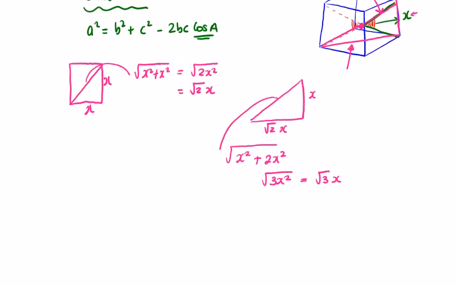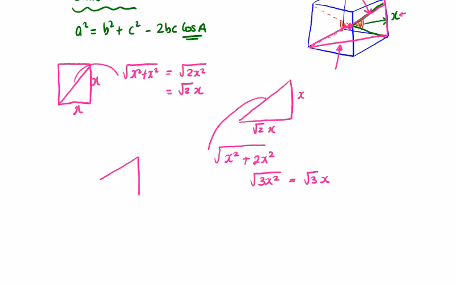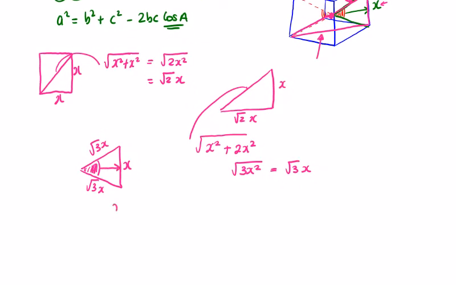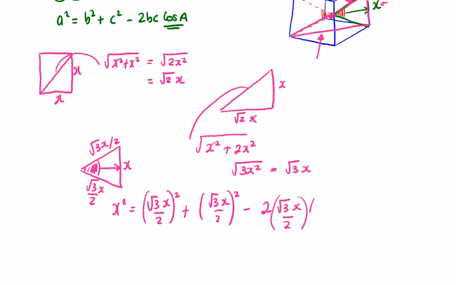So now I have this little diagram here. I have a triangle that looks like this, where this side is x, and the two internal parts of it are root 3x. And I'm going to use the cosine rule now to find this angle. As I said, the a is the side opposite, so x squared. Sorry, we have to divide these by 2, we've taken half the length of the side. So we've got x squared is equal to root 3x over 2 squared, plus root 3x over 2 squared, minus twice root 3x over 2 by root 3x over 2 by the cos of A.